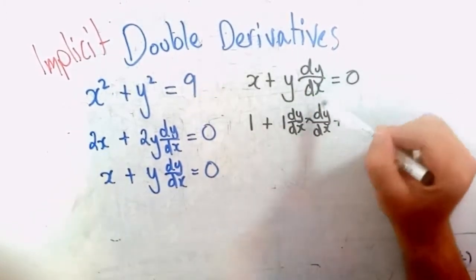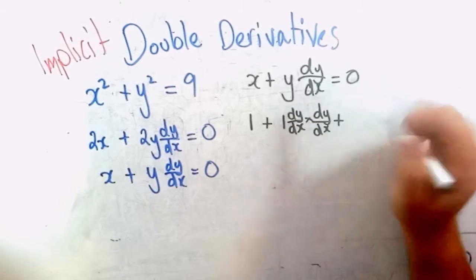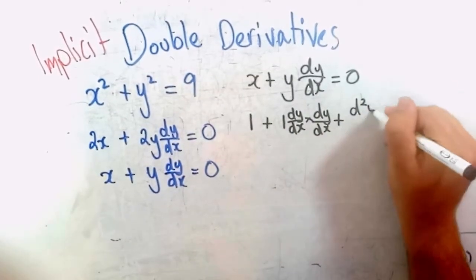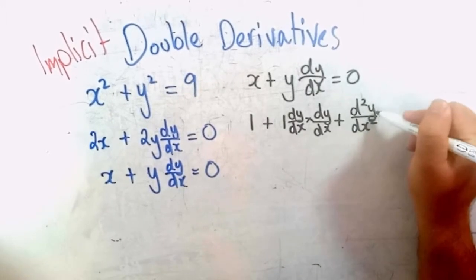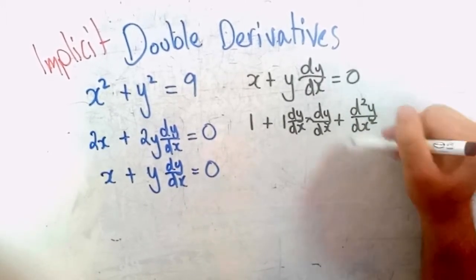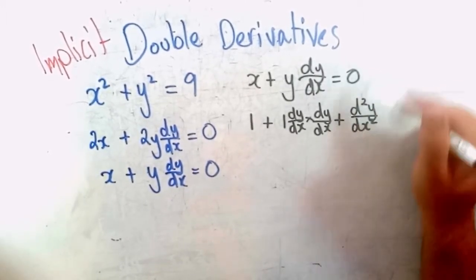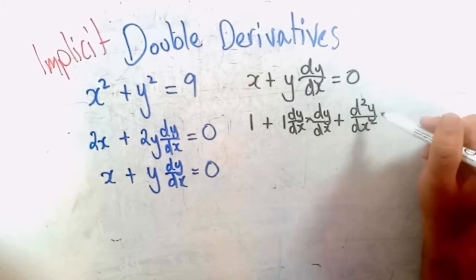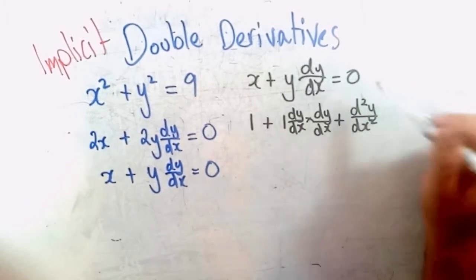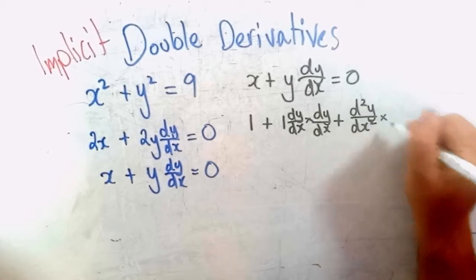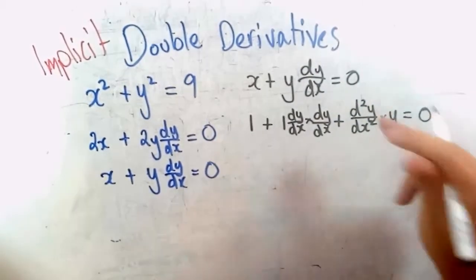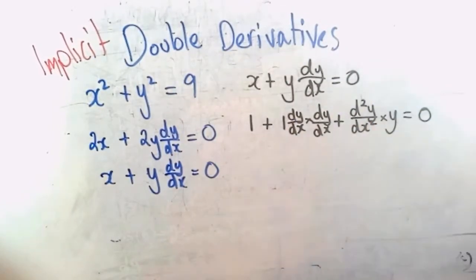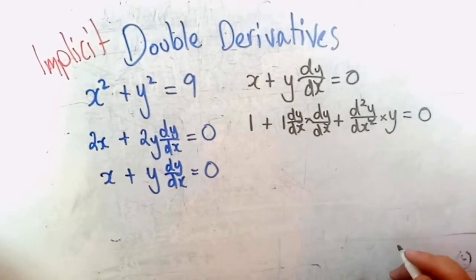Plus the derivative of this bit, which is the other notation for our double derivative, d squared y over dx squared, means this is the double derivative. This is the same as f double dash, or f double prime of x, and then times that by our original function y, and the derivative of 0 is still just 0.